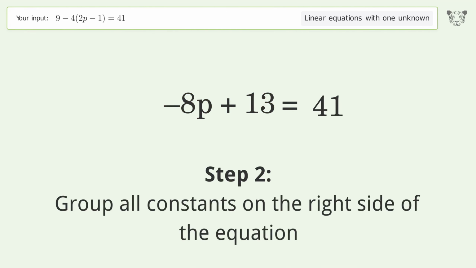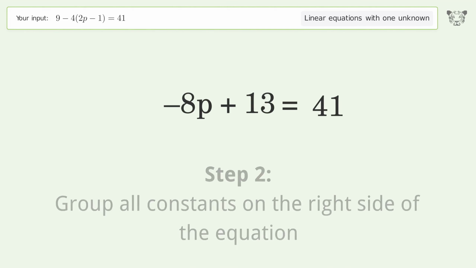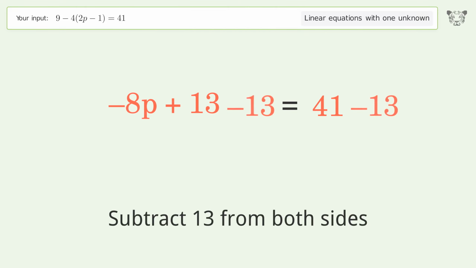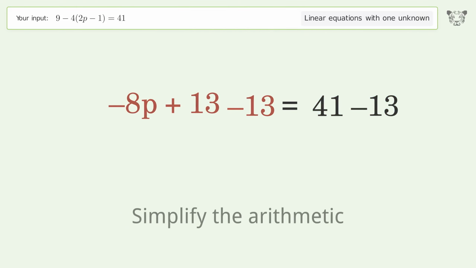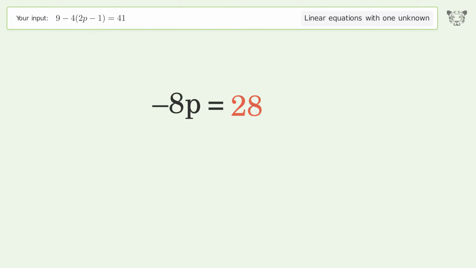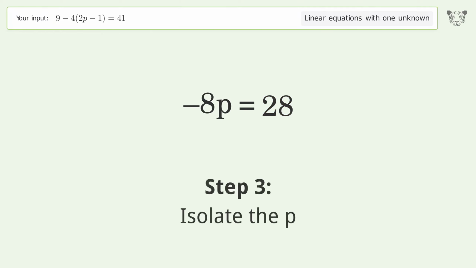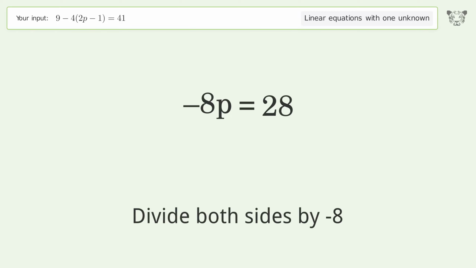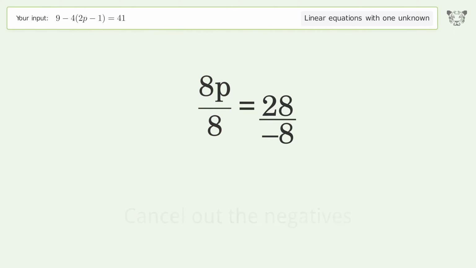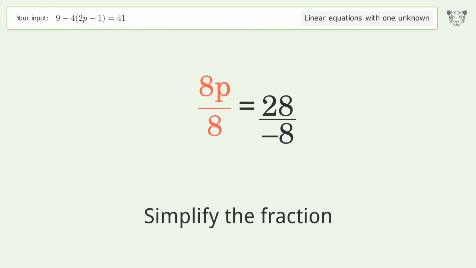Group all constants on the right side of the equation. Subtract 13 from both sides. Simplify the arithmetic. Isolate the p. Divide both sides by -8. Cancel out the negatives. Simplify the fraction.